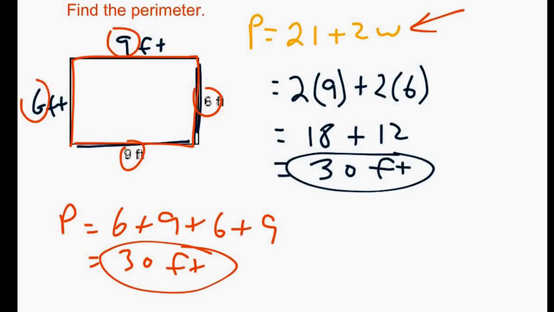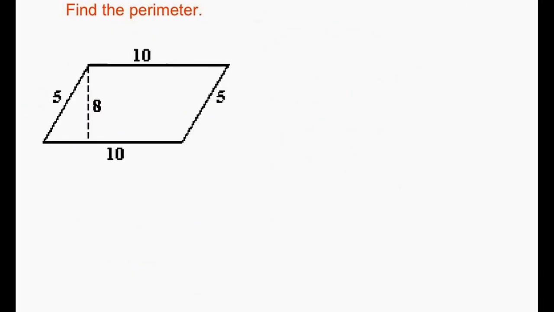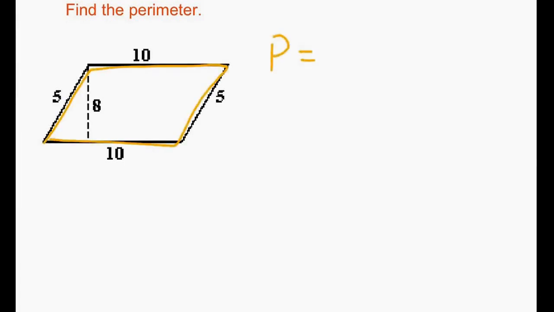Okay. All right, now perimeter of a parallelogram. All right, so for this, once again, we want to find that distance around. That means that this right here, the height, has nothing to do with perimeter. You have to remember that. You don't want to use that number as part of this perimeter.